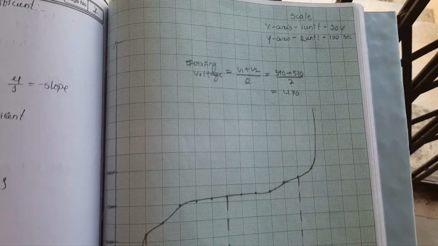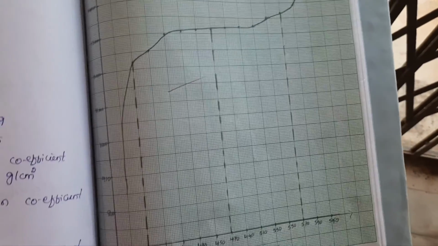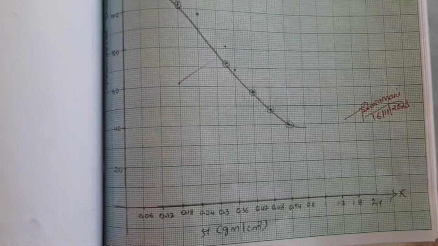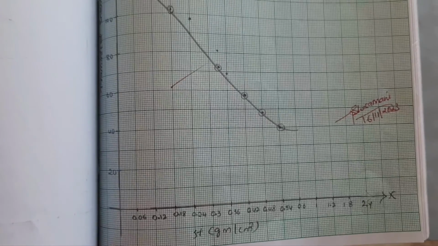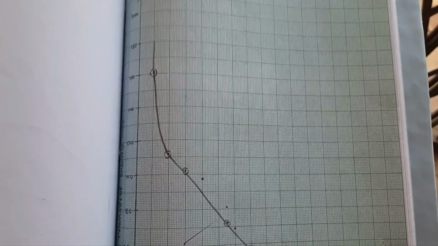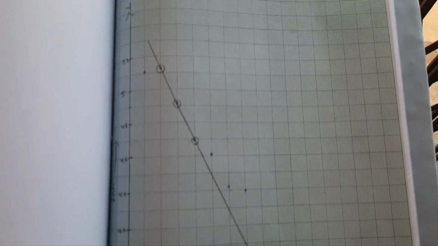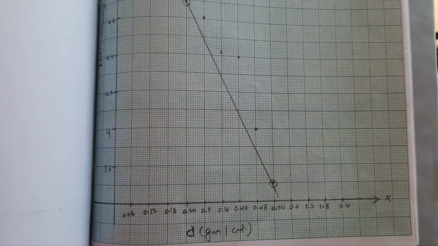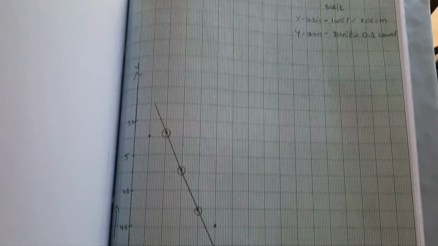Here are the 3 graphs you have to plot. One is operating voltage, that is applied voltage versus counts. Another graph is transmitted intensity versus absorber thickness. And the last graph is ln N versus D. So these are the 3 graphs you have to plot.